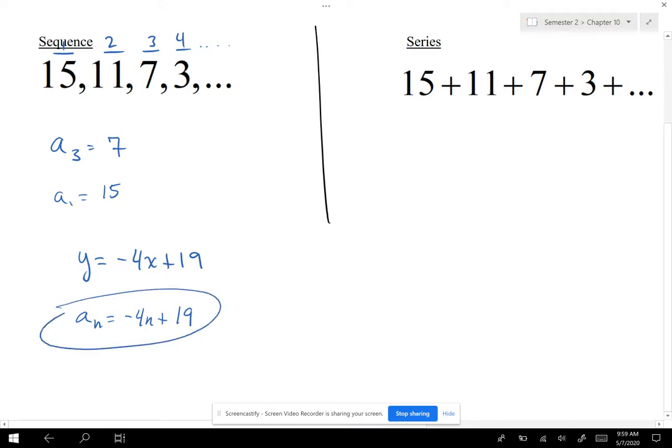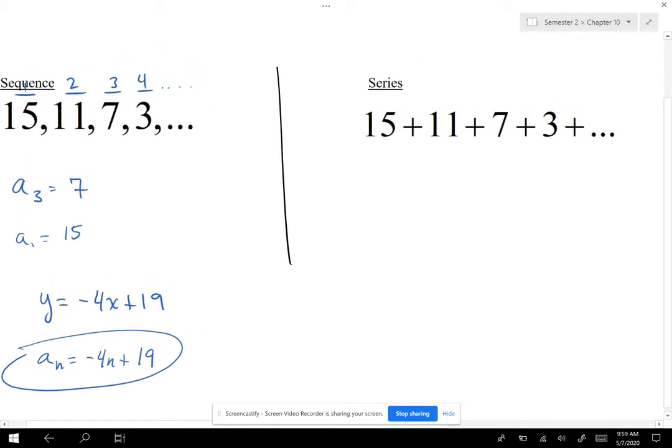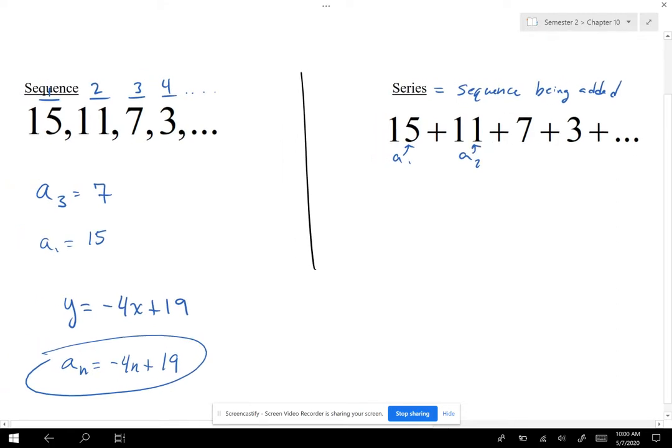So here's a series, same numbers, but what do you notice is different? Well, instead of commas, they're separated by plus signs. So a series is a sequence that is being added. If this is still a sub 1, this is still a sub 2, but it's not listing them out in a pattern. It's actually giving you a mathematical operation to do, which is adding. So for series, they're always being added.